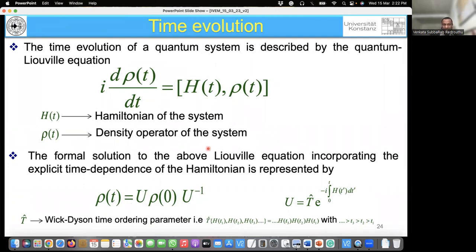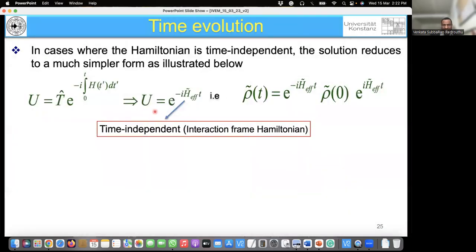As we all know, the time evolution of a quantum system is described by the quantum Liouville equation as given here. The simple solution of this equation is given with this expression, where U is the time ordering with the exponent of the integral of this time-dependent Hamiltonian. When H is time independent, it gives a very simple solution. This integration simplifies and you get this simple solution, which we consider as a propagator.